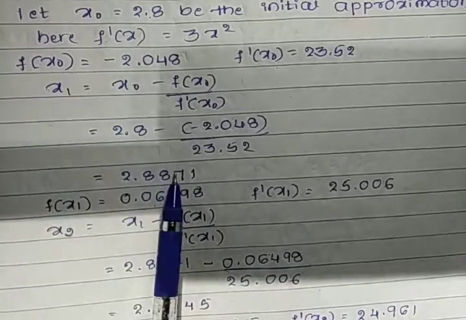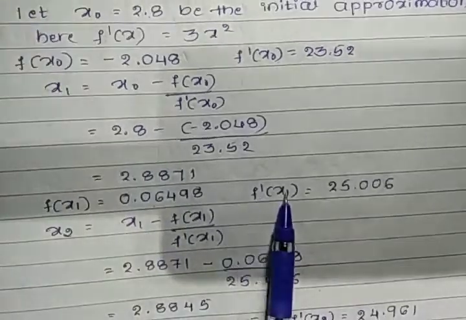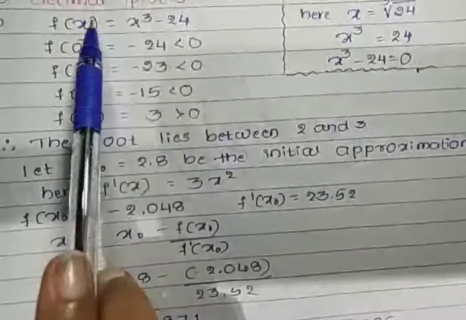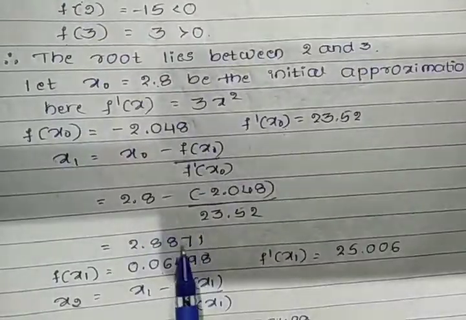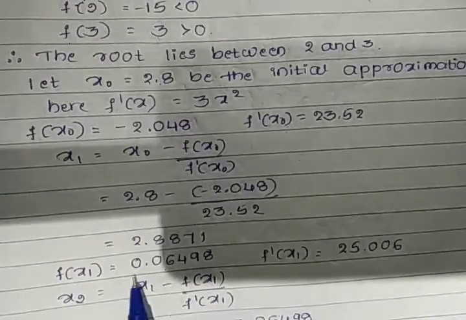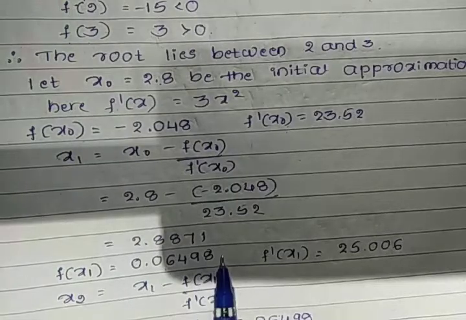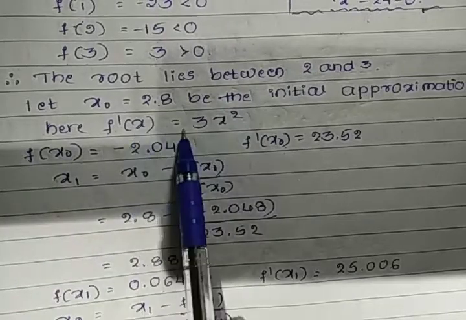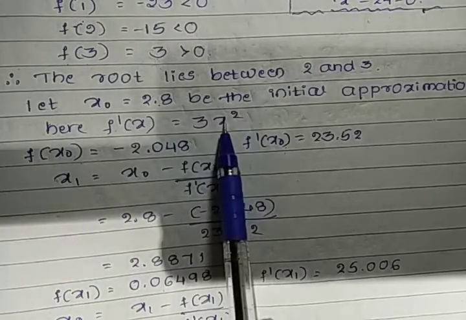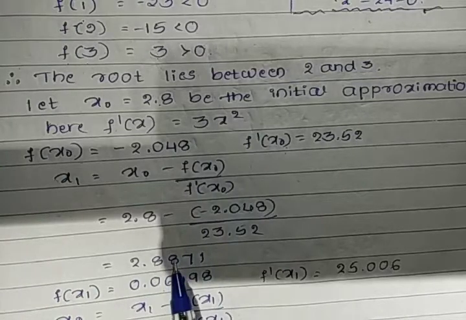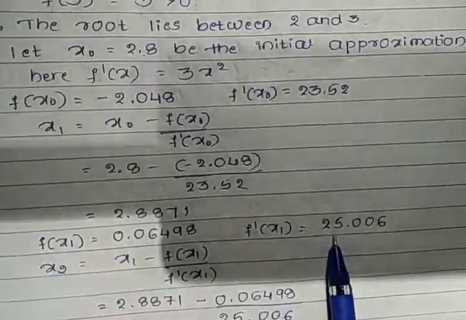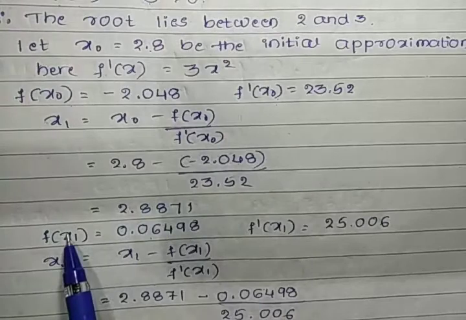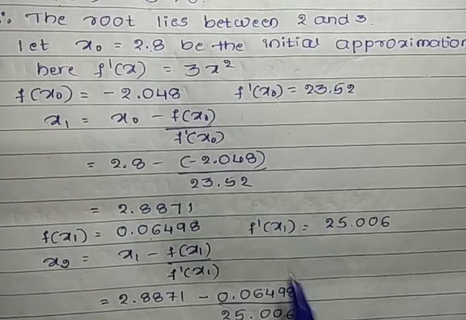After calculation of x1, go for f of x1 and f dash of x1. So replace the x value here as 2.8871, then we'll get f of x1 as 0.06498. Similarly, replace in f dash of x is equal to 3x square. In this, replace the x value using 2.8871, then we'll get the answer as 25.006. Now here the x1 value we know, f of x1 and f dash of x1 we have calculated.